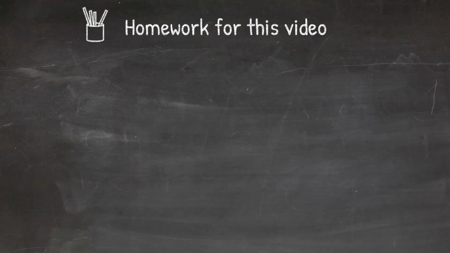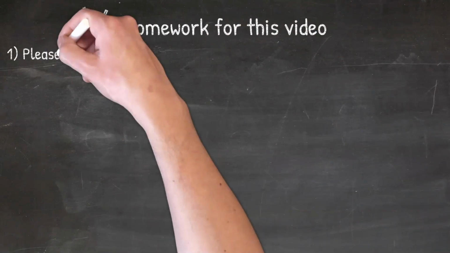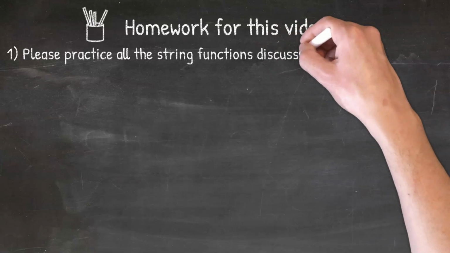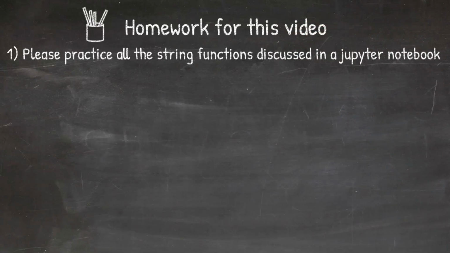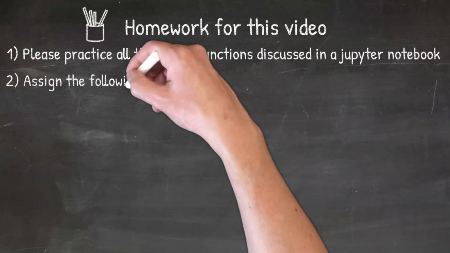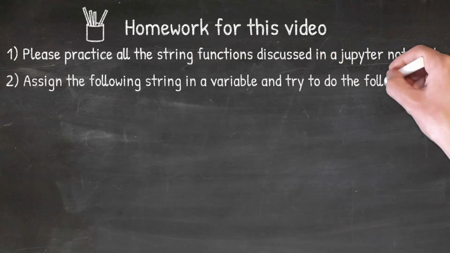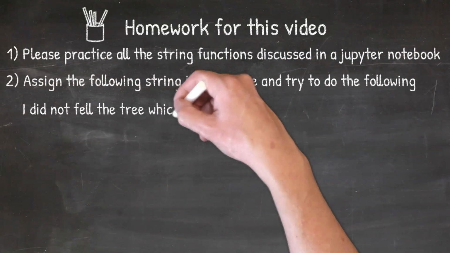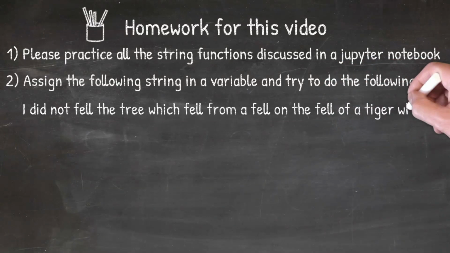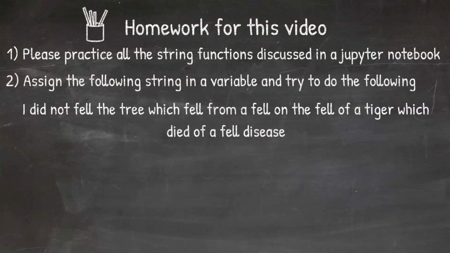It is now time for the homework for this video. The first task I would like to give you is to please practice all the string functions discussed in this video in a Jupyter notebook. Next, assign the following string to a variable: "I did not fell that tree which fell from a fell on the fell of a tiger which died of a fell disease."